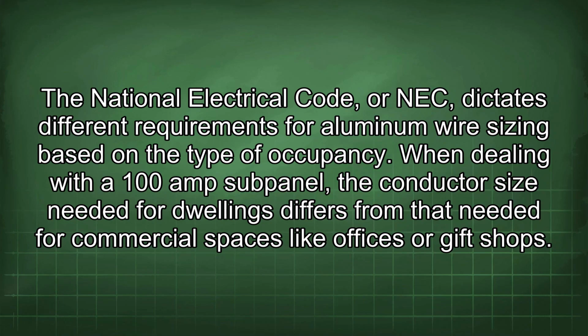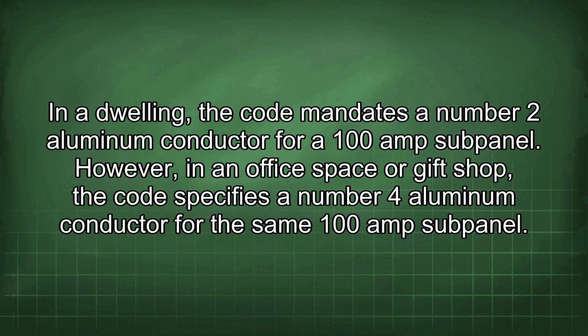The National Electrical Code, or NEC, dictates different requirements for aluminum wire sizing based on the type of occupancy. When dealing with a 100 amp subpanel, the conductor size needed for dwellings differs from that needed for commercial spaces like offices or gift shops.